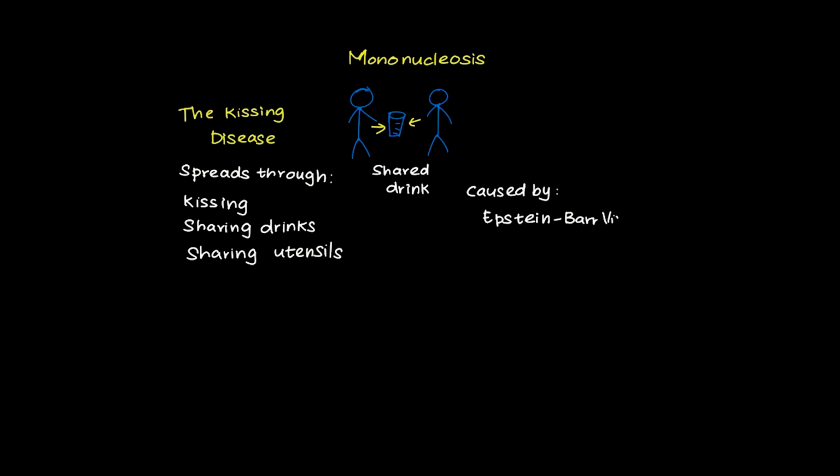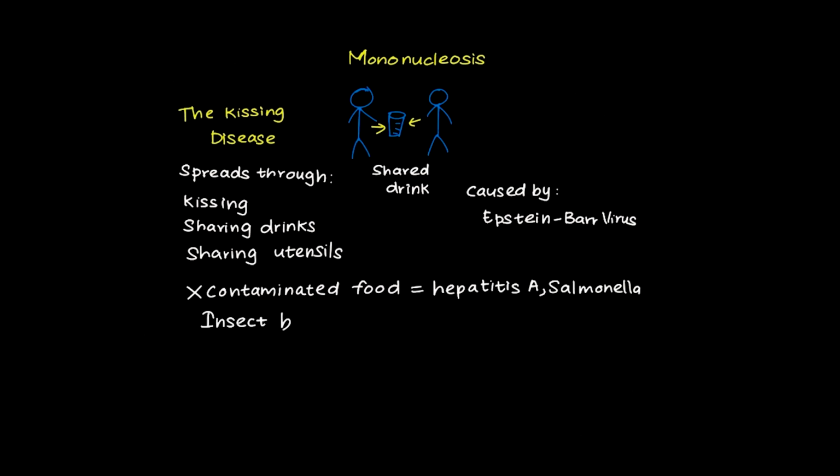The Epstein-Barr virus causes most cases. It's extremely common. Most people get infected at some point in their lives, though not everyone develops symptoms. Contaminated food spreads diseases like hepatitis A and salmonella, not mono. Insect bites spread malaria, West Nile and Lyme disease. Blood transfusions can spread hepatitis and HIV, but mono isn't primarily a blood-borne illness.